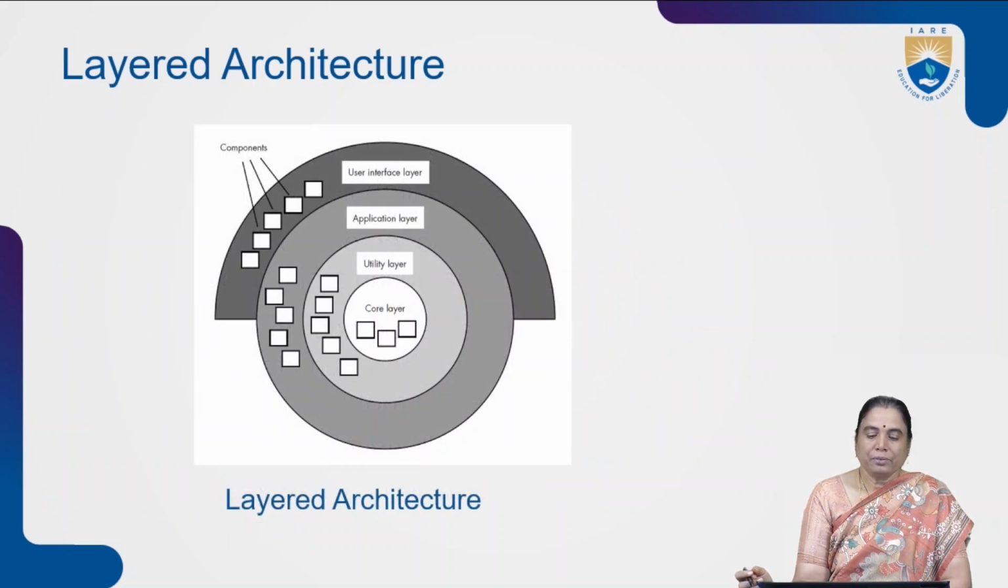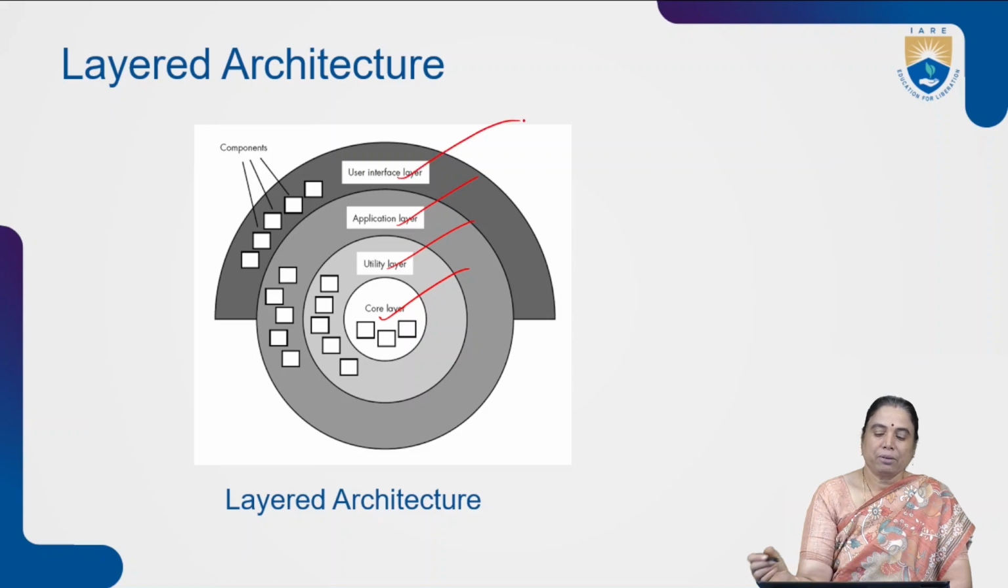So, here is the layered architecture. This is the core layer, utility layer, application layer, user interface layer. So, here the implementation, communication, and coordination with the operating system services must be possible.